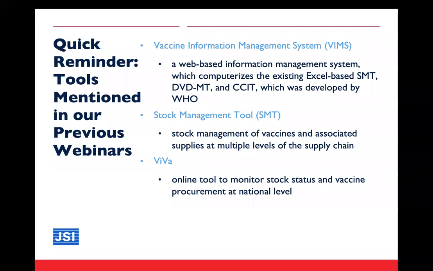As a quick reminder, if you attended or viewed our previous webinars in this series that we mentioned a moment ago, you might remember that we talked about a few data collection and management tools, and we want to remind you of those here. We previously looked at VIMS, SMT, and Viva, each of which is used to manage and analyze different data related to our vaccines and our cold chains. We will include the links to the previous webinars in our follow-up to this one, so that you can review those tools in more detail.